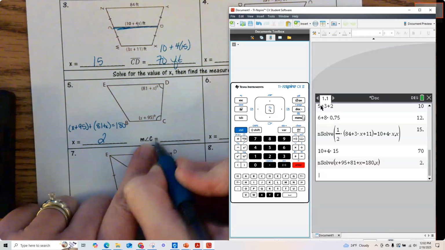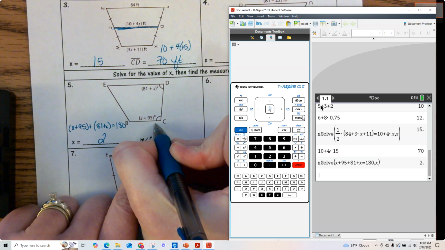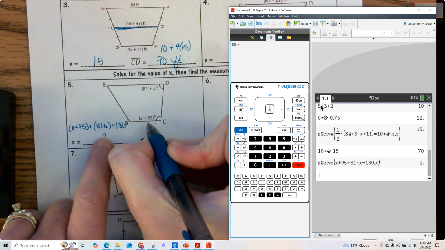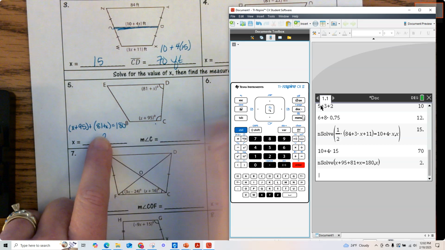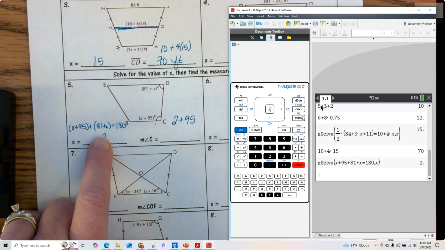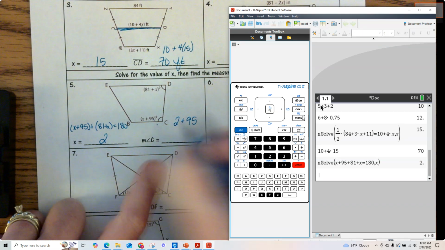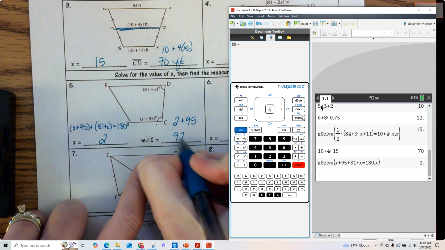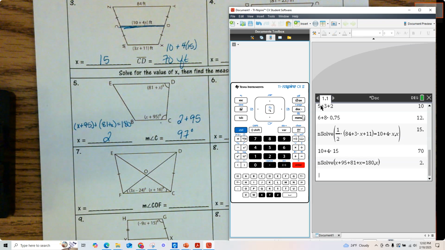This wants to know the measure of angle C. This is angle C, the X plus 95. So I want to take that X value and plug it in for that X. So 2 plus 95 is 97.